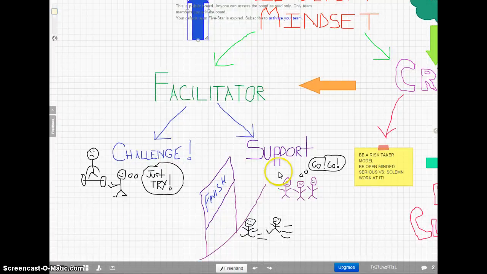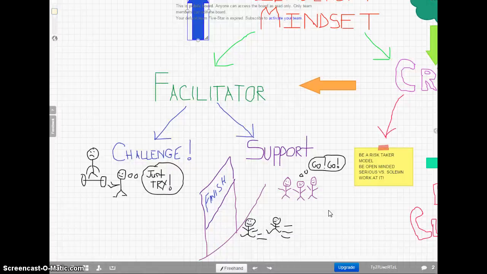And then ultimately what goes along hand in hand with that is the support. These guys are running the race. They've got a long way to go in education, depending on where they're at. Maybe they're right by that finish line. Your job as that facilitator is to support them, to provide them with the tools that they need to be successful.